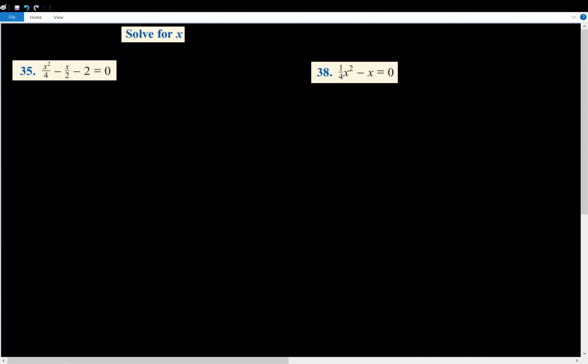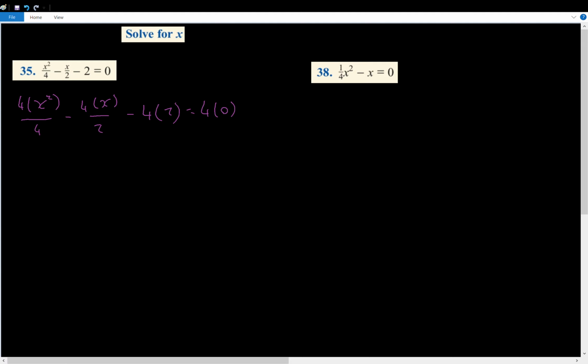And it's going to be far easier for us if we can clear away our fractions in this before we do anything else. And the easiest way to do that will be to multiply each term in this equation by the lowest common multiple of the numbers that are beneath the line in each of our fractions. So the lowest common multiple of 4 and 2 is 4. So if we multiply each expression by 4, we're going to have 4 times x squared all over 4 minus 4 times x all over 2 minus 4 times 2 equal to 4 times 0.